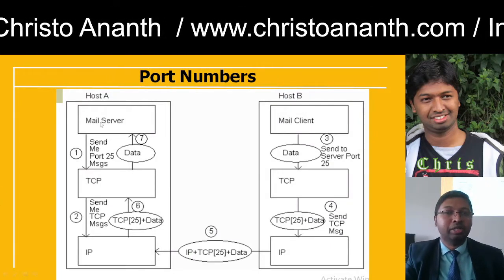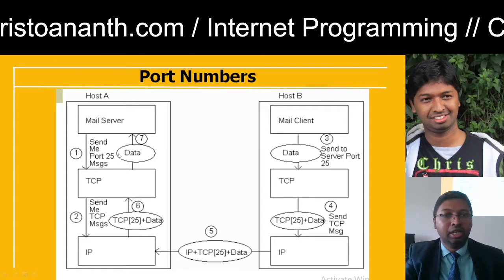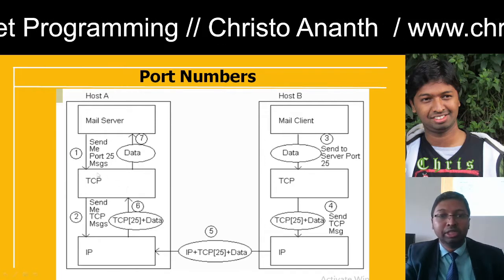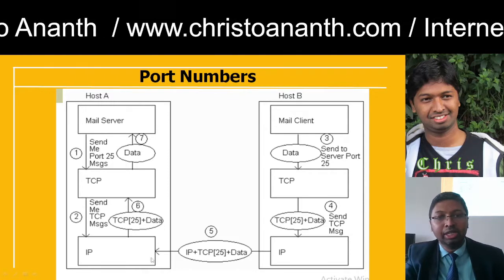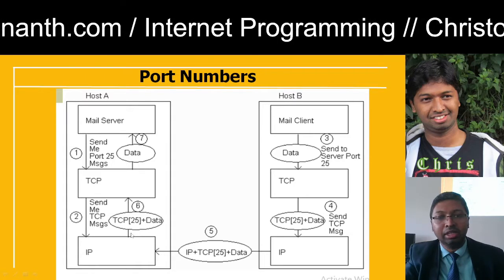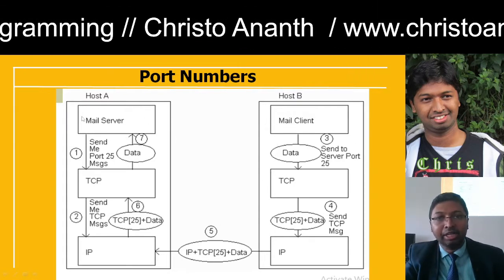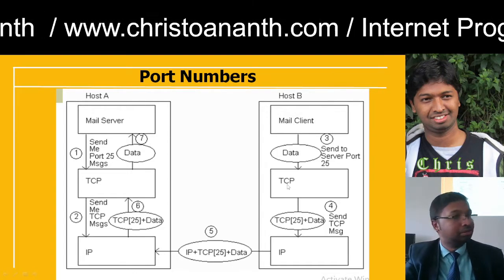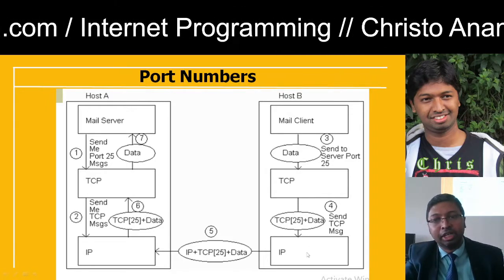Here we would explain with the help of a diagram. We have host A and host B. From the mail server, it is going to send the port 25 messages, because for mail it is 25, to the transmission control protocol, and from there it sends the TCP messages to the internet protocol. In return, we have a connection to host B, the mail client. This is the server and this is the client. From the client, data goes to the transmission control protocol, 25 plus data, to the IP.